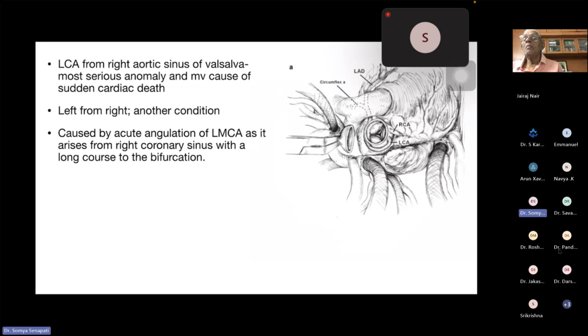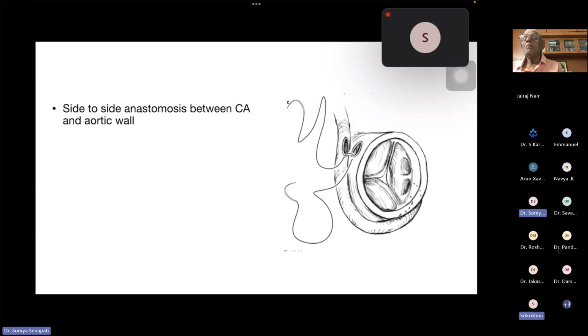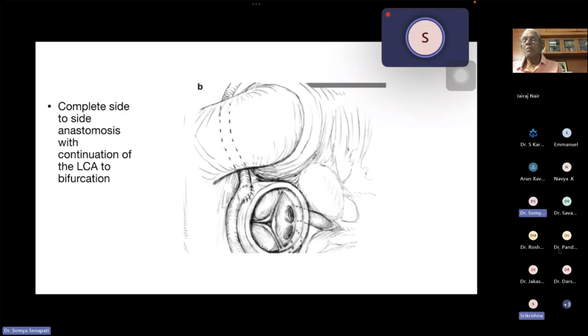Next is the left coronary artery from the right aortic sinus of Valsalva, which is the most serious anomaly and the most common cause of sudden cardiac death associated with it. It is caused by acute angulation of the left main coronary artery as it arises from the right coronary sinus with a long course to the bifurcation, which you can see in the diagram. In this case, we do a side-to-side anastomosis between the coronary artery and the aortic wall and complete the anastomosis with continuation of the left coronary artery to the bifurcation.